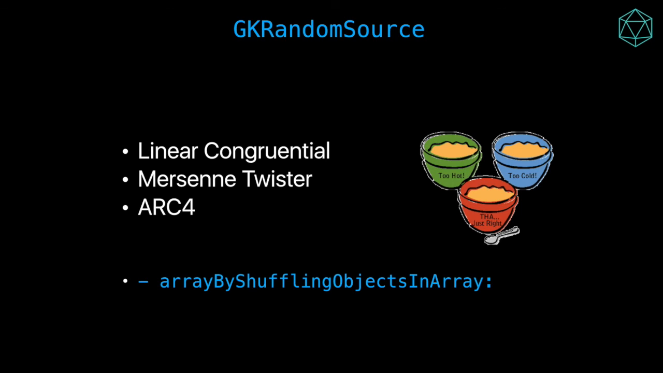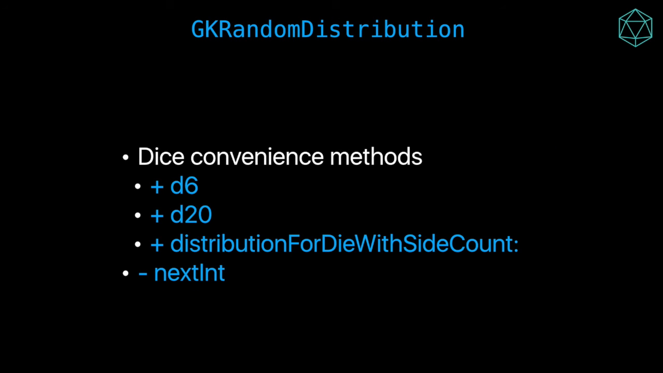And once you pick your random source, you can generate a GK random distribution from it, and the distribution has a lot more convenience methods as well. So if your game deals with dice, you can have D6 for 6-face dice, D20 for 20-sided dice, and you can even have a die that has a custom side count. You do that by calling the class method distribution for die with side count, and then just type in the number of sides you need for your die. And once you've created that distribution, every time you need a random number out of it, you just call next int, and it will give you the next random number. Very simple, easy to remember. No modulo, nothing to worry about.